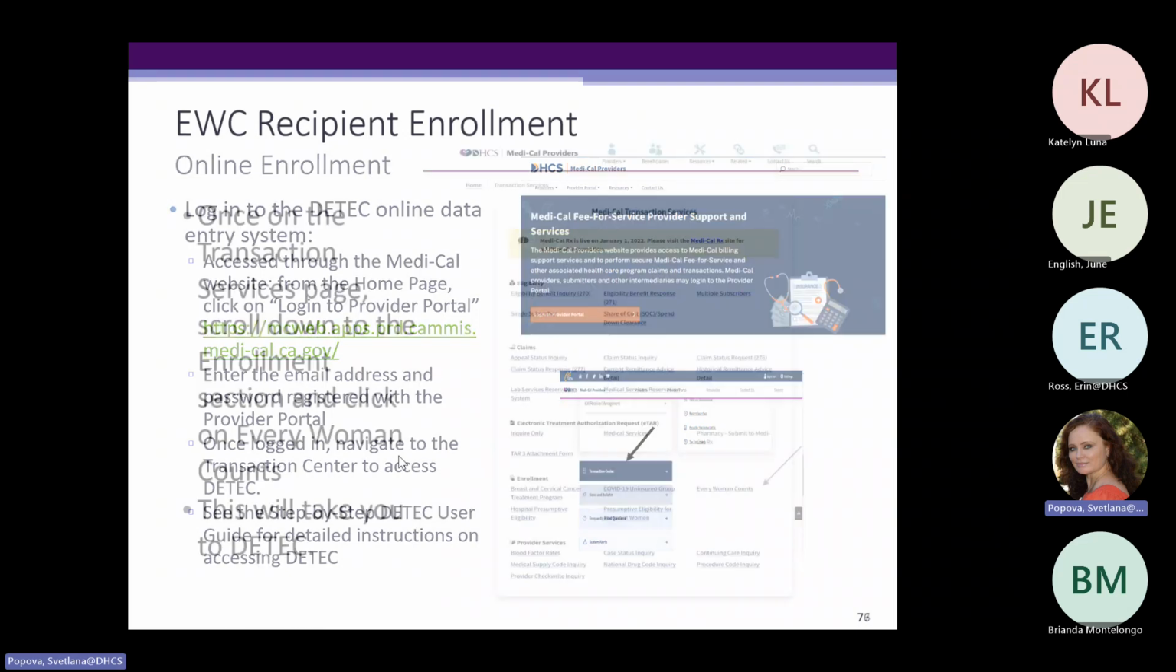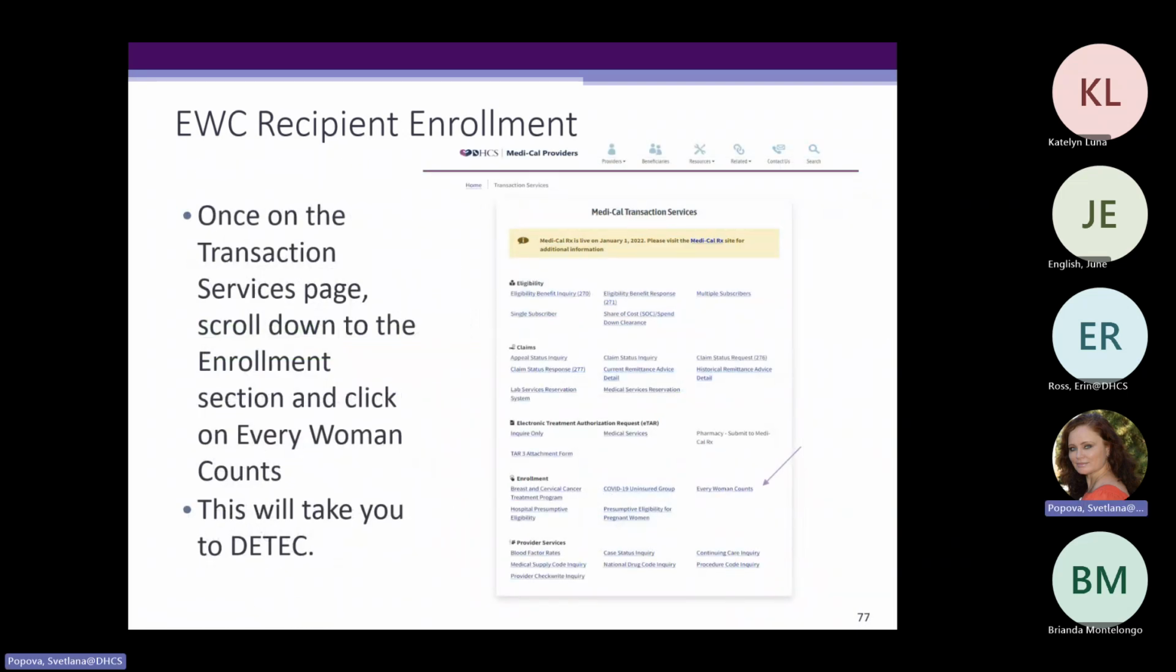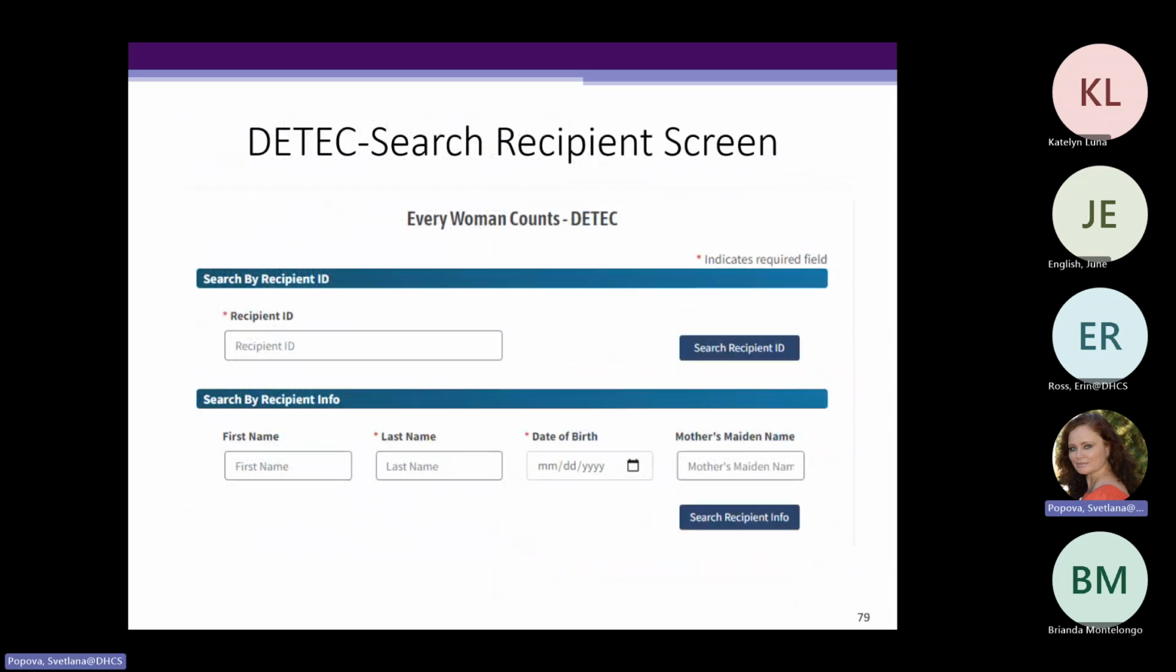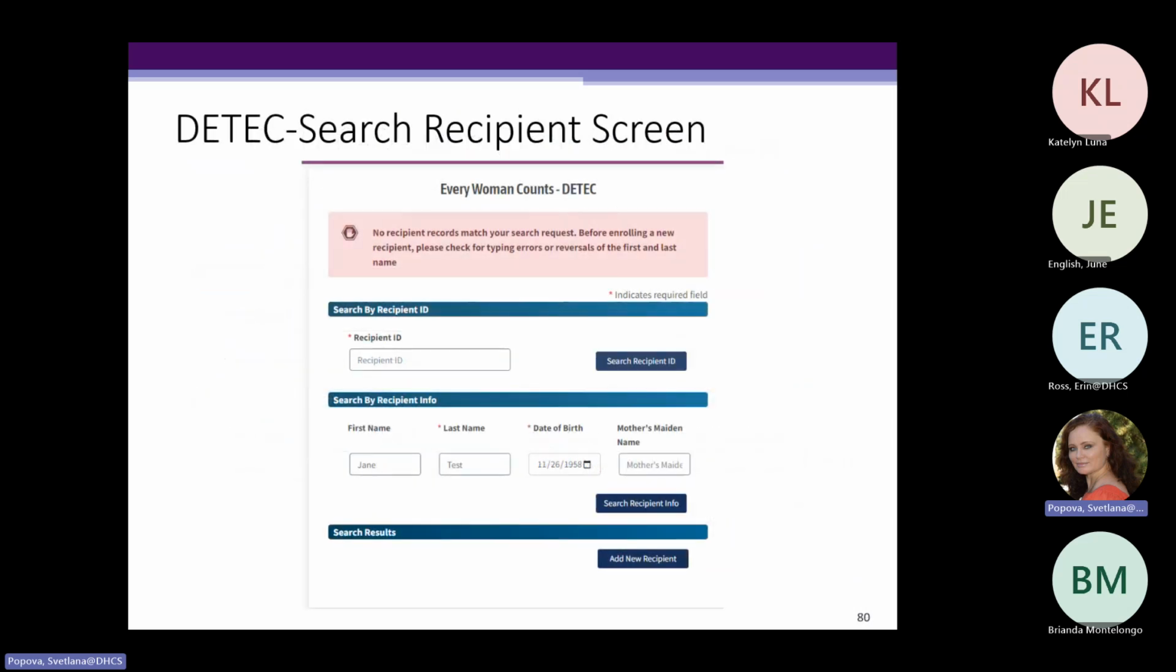So now I'm going to quickly show you. These are all the steps that we have in order to get patients enrolled. I'm not spending any time on them.